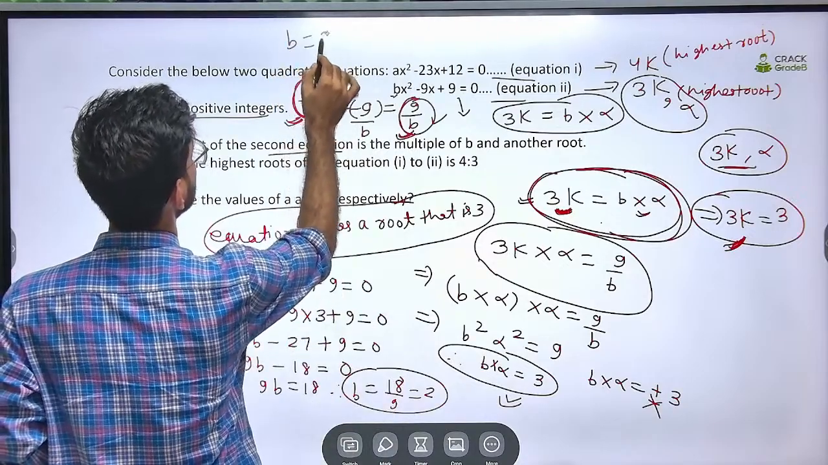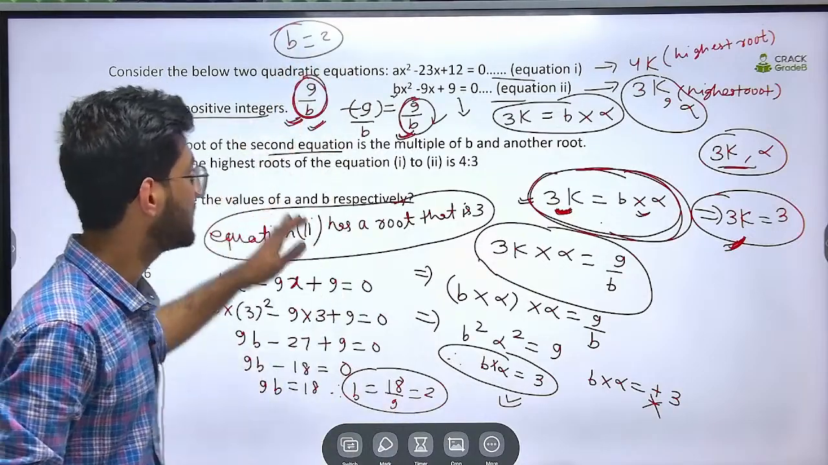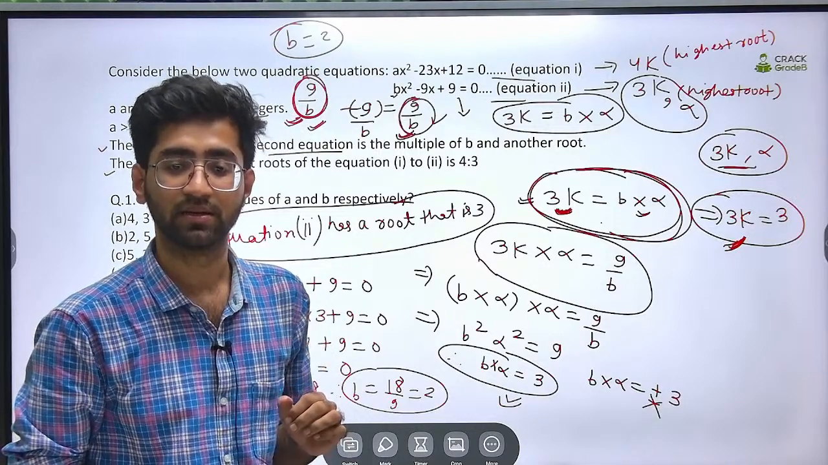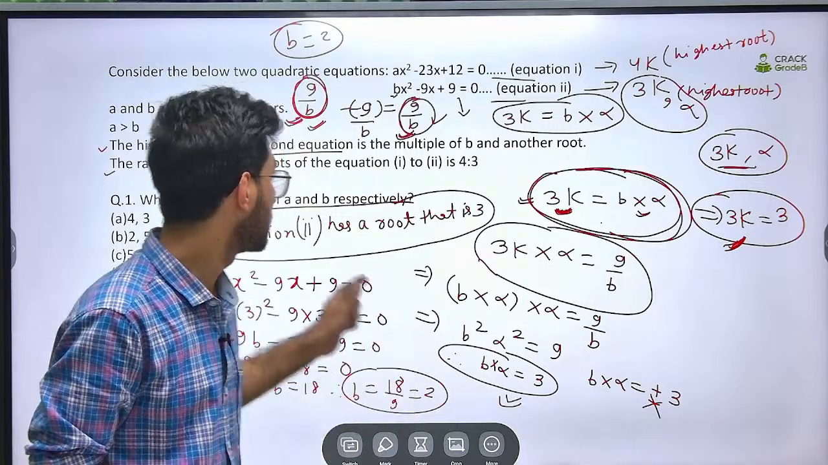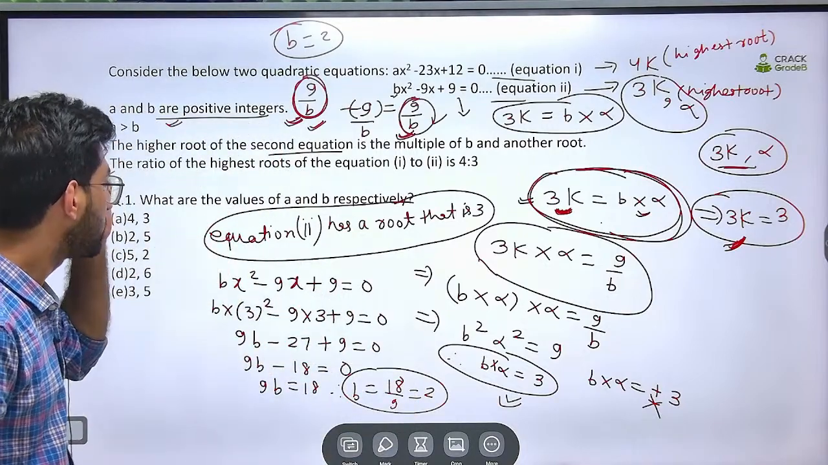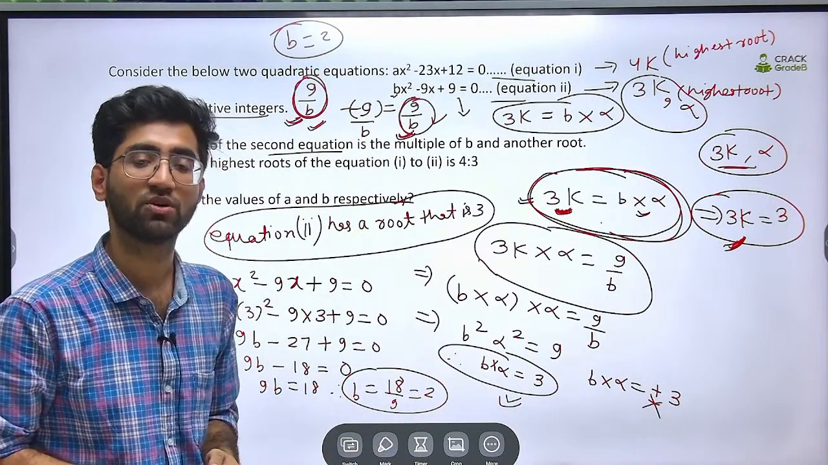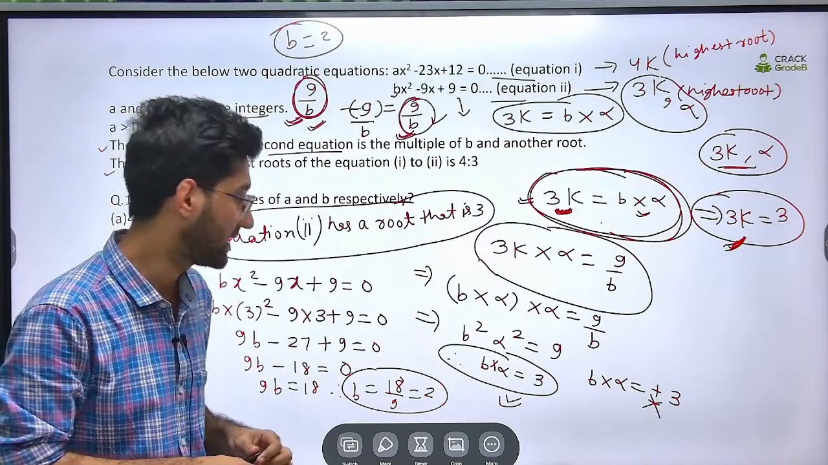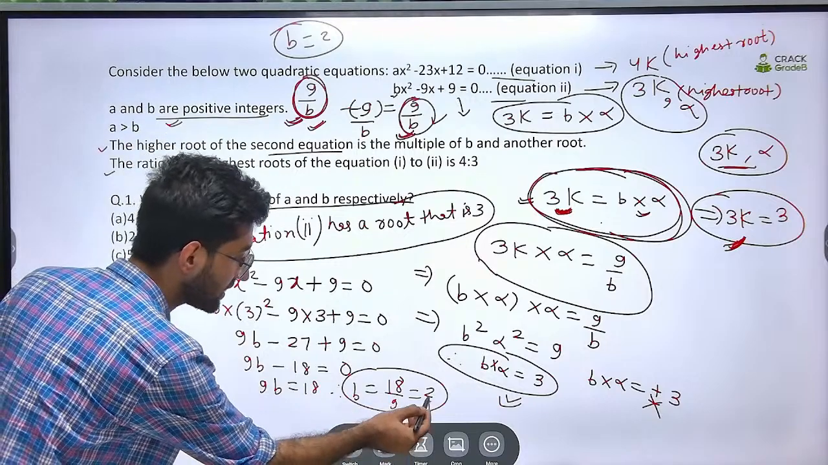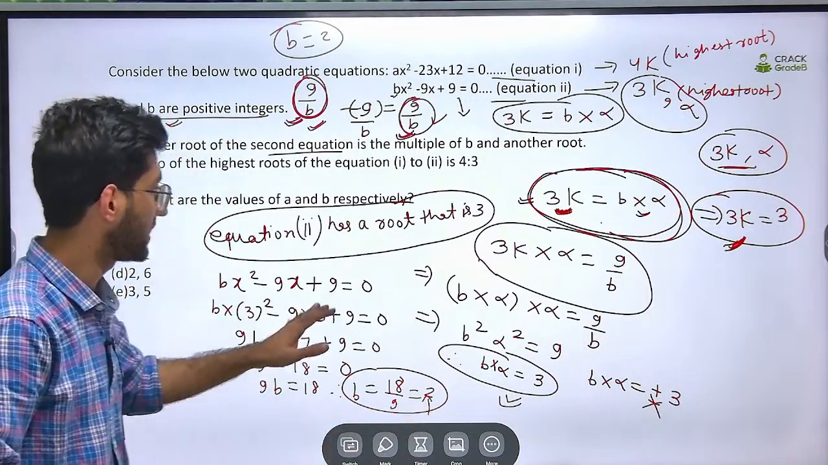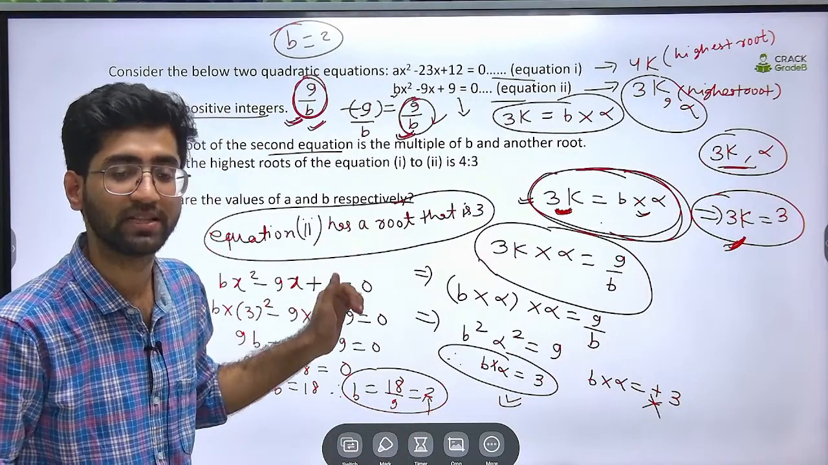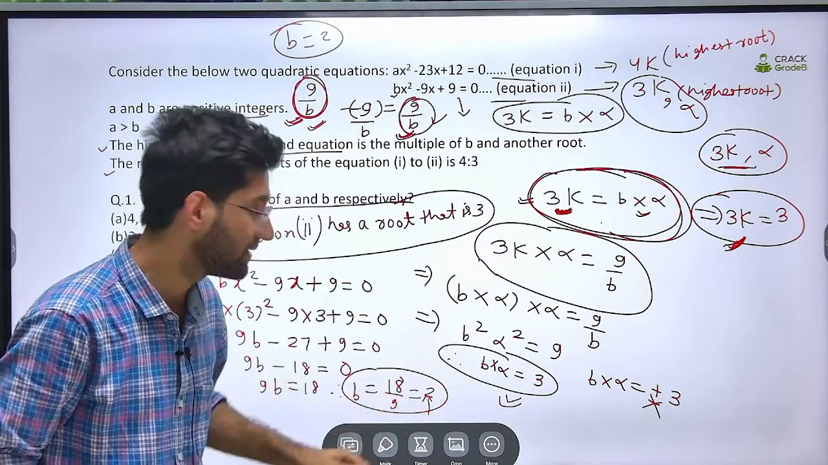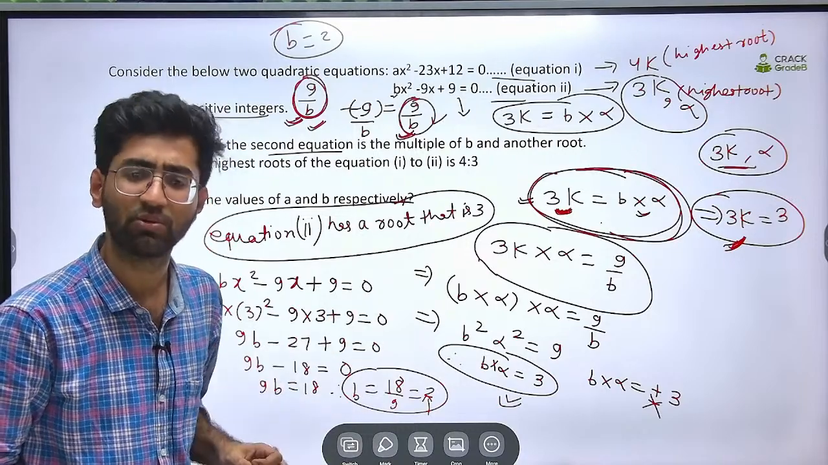Okay. Now look at the question. Whenever you get this kind of question, you will get 3 to 4 questions in a single set. If you read the questions, you have to find what are the values of a and b respectively. You have found the value of b equal to 2. You will say that we should find the value of a first, but no, if you have got the value of b equal to 2, let us look at the options.